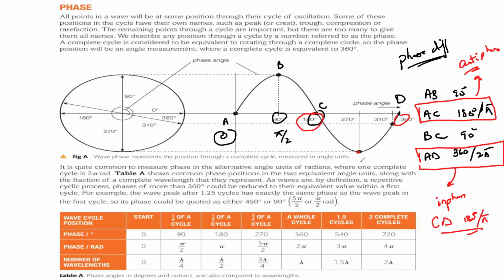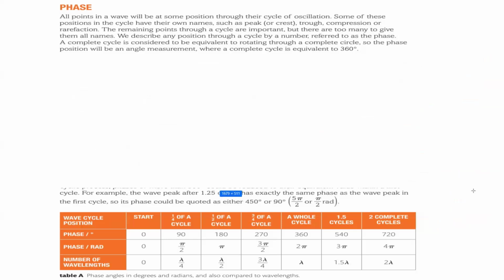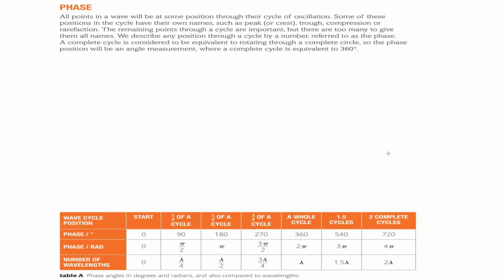And what is the phase difference between C and, for example, point F? Between C and F, this is 180 and this is 270. So the phase difference will be 90. So for a wave, you can work out the phase differences. I'll give another example as well. It's not necessary that the vibration, when you start to observe, starts from the mean position. It might be at any interval.